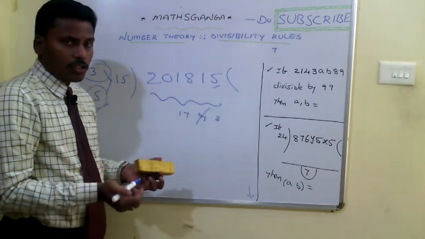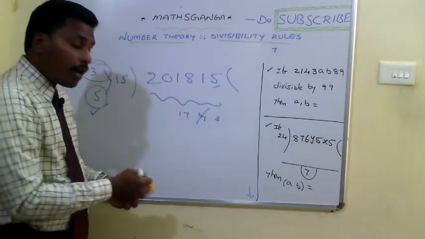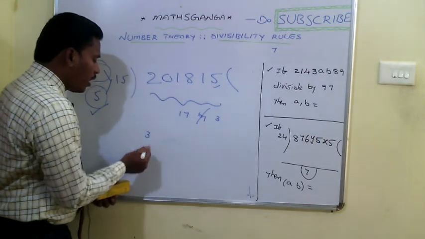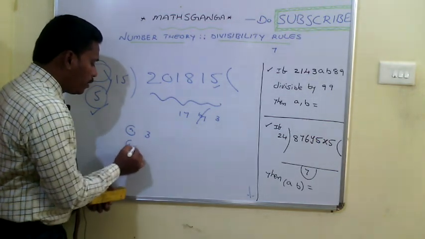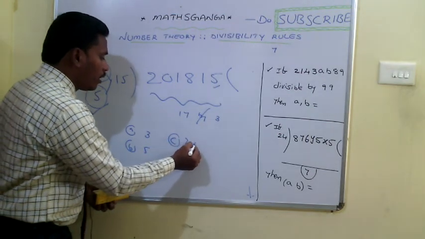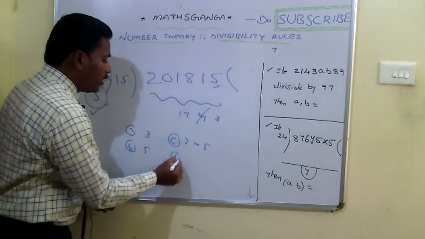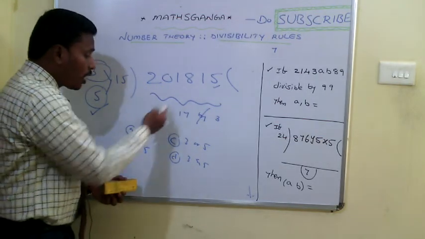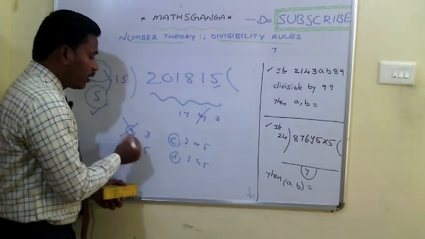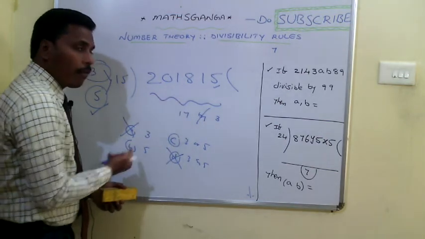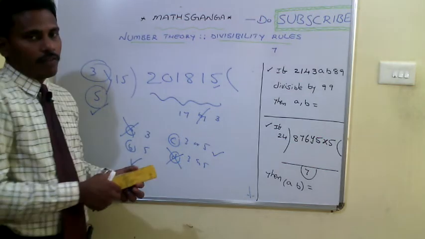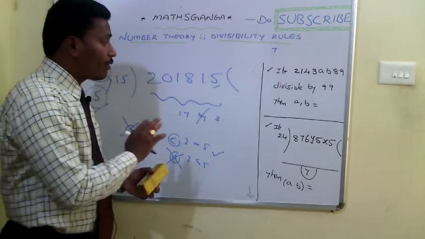So if anybody asks you, okay, the number is divisible by, and you have the options: option A, 3; option B, 5; option C, 3 or 5; option D, 3 and 5. What do you have to select? It is not divisible by 3, so we need to neglect these two. It is divisible by 5, so we may select these two. Either 5 or 3 or 5 we can select. But it is not divisible by 15.